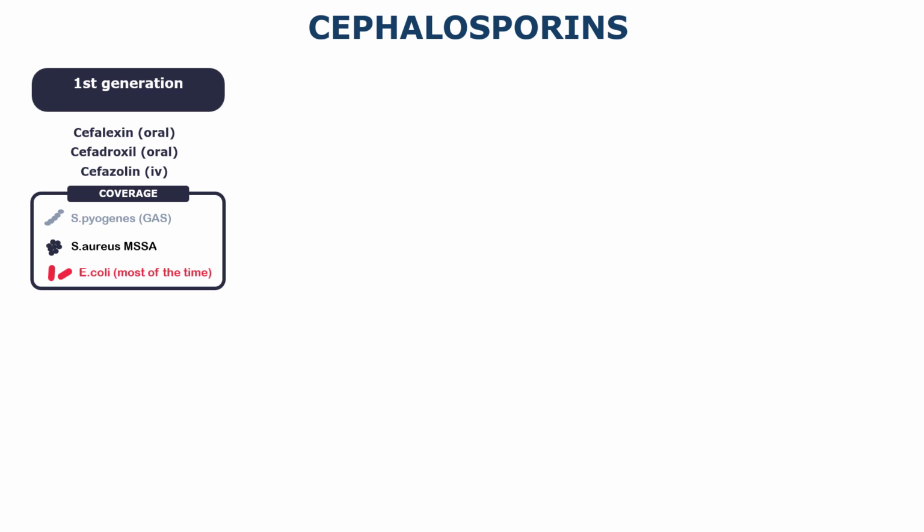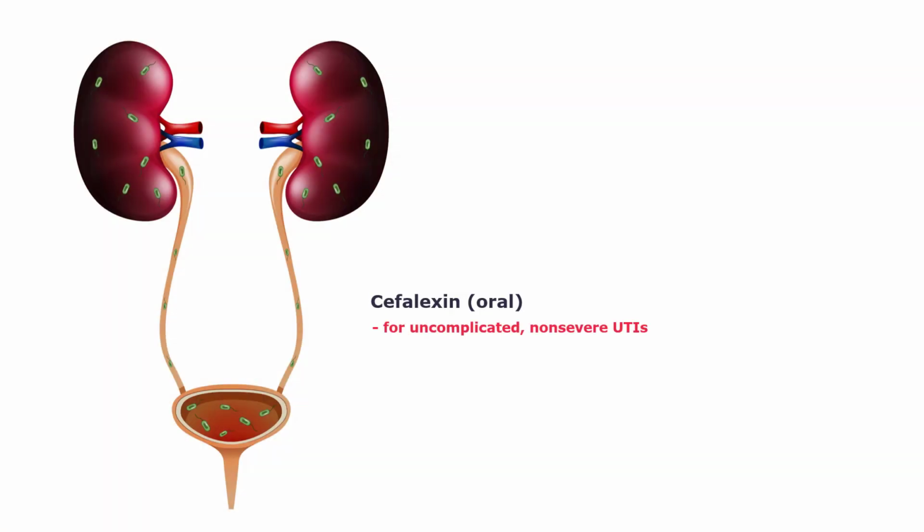And this is why in some guidelines, in some fortunate parts of the world where the resistance rates of E. coli are still under control, you may find cefalexin as an option for the treatment of mild urinary tract infections like cystitis. But nowadays, the resistance rates of E. coli, not to mention other gram-negative bacteria, in many areas of the world are too high for cefalexin to be a viable option. Your local resistance rates are always paramount.